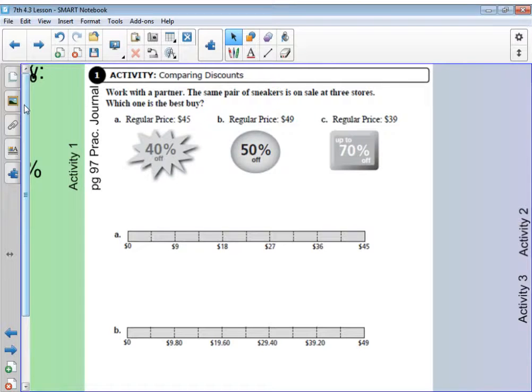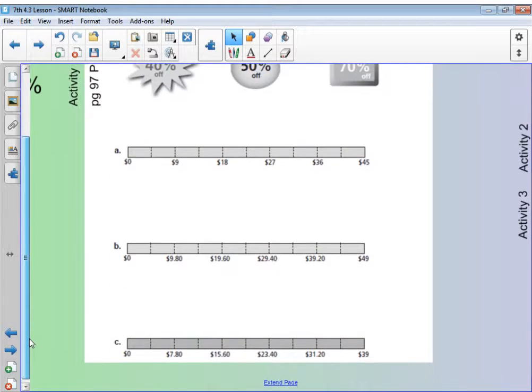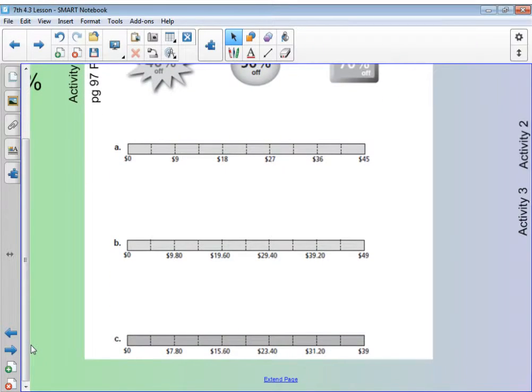Okay, so for A, B, and C, you'll notice down here, they went ahead and split the original cost. So A, remember our full cost was $45, and they've split that up into 10 groups. There's actually 10 blocks here. So we could figure out that each block, if we divided that 45 by 10, is worth $4.50, each and every block.